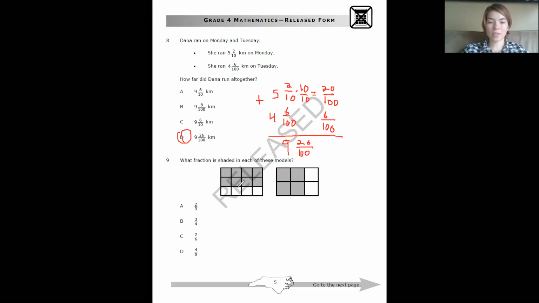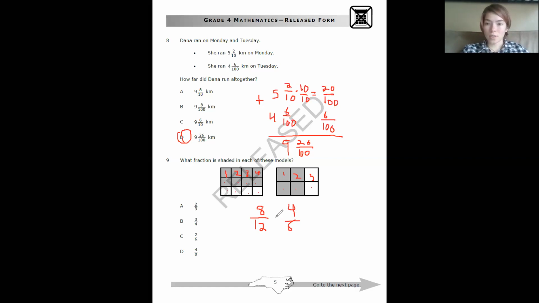What fraction is shaded in each of these models? Okay, so if we look at model 1, we have 1, 2, 3, 4, 5, 6, 7, 8, 9, 10, 11, 12 boxes total. And of those 12, 8 are filled in. In the second figure, we have 1, 2, 3, 4, 5, 6 boxes, and 4 are filled in.